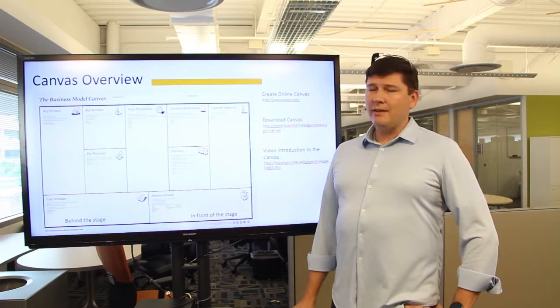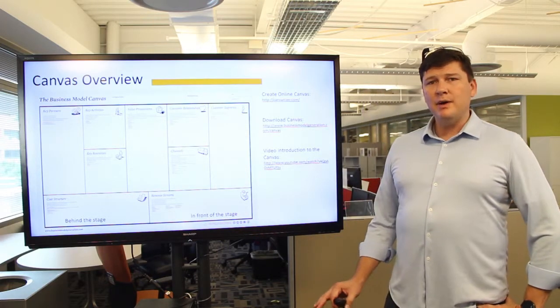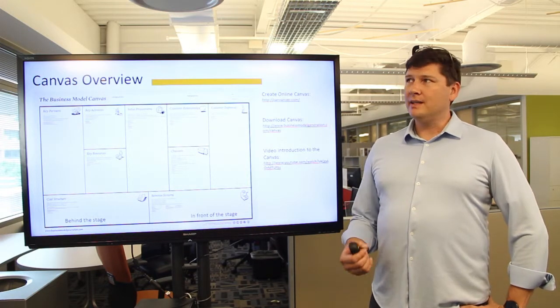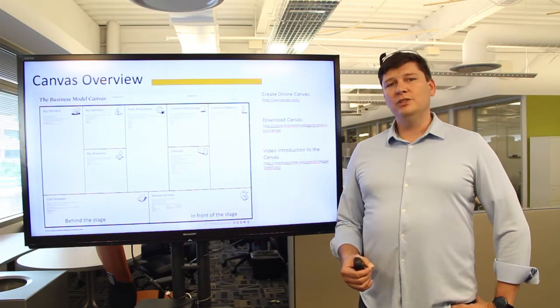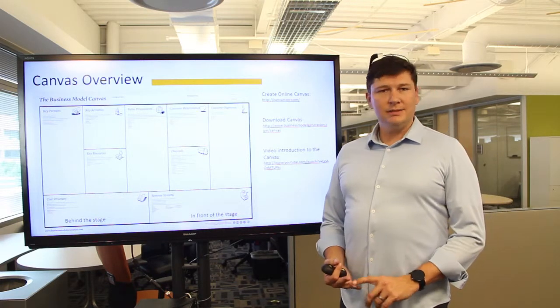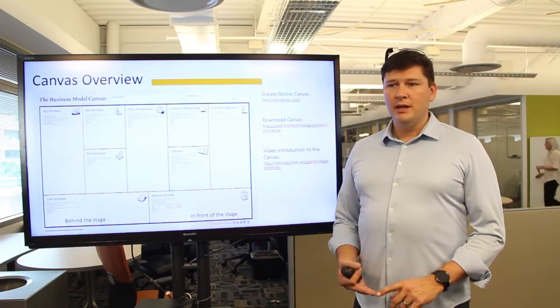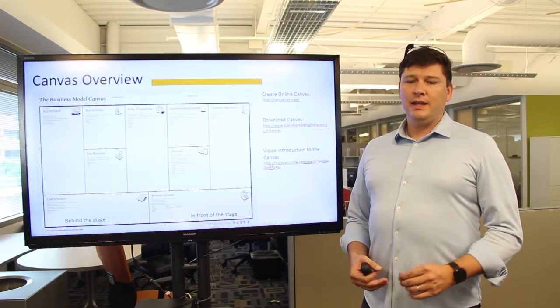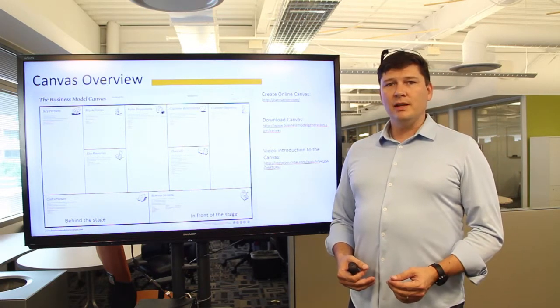Now, this is what the canvas actually looks like. It's 9 boxes that help you define your business model. And I can tell you right now that I really wish I would have had this early on when I was forming products, companies, or even when I was working within large corporations. This is very valuable and lets you get to the information very quickly.